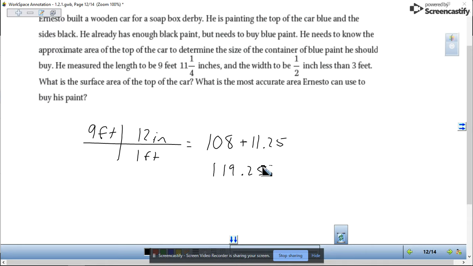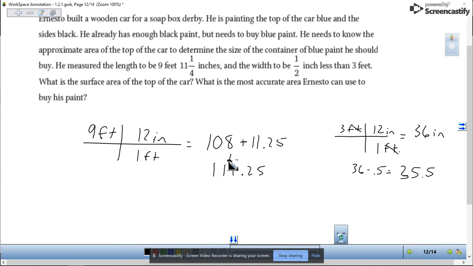Now we need to figure out the width. It's 1/2 inch less than 3 feet. So again, 3 feet to inches would be 36 inches. And it's 1/2 inch less than that. So that's 36 minus 0.5, which is 35.5. So that's the length, and this is the width.